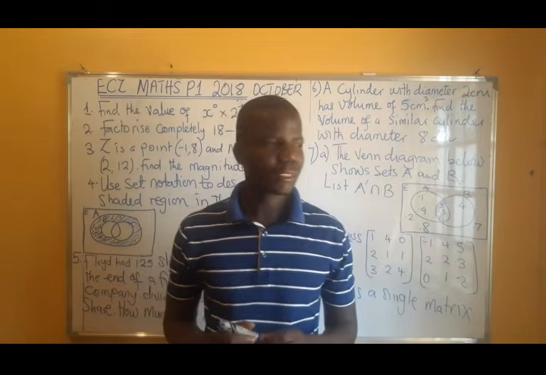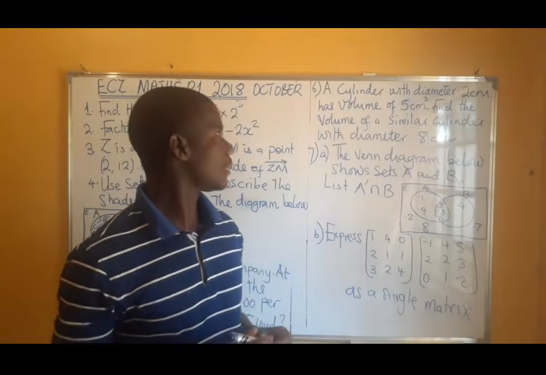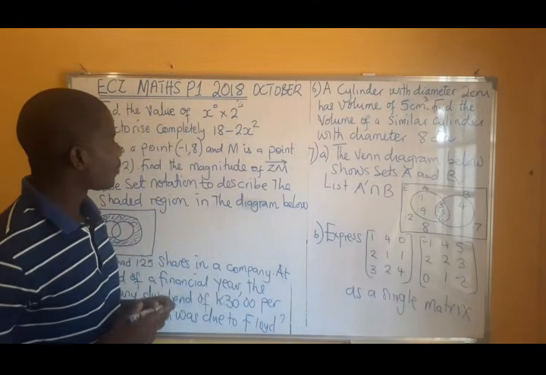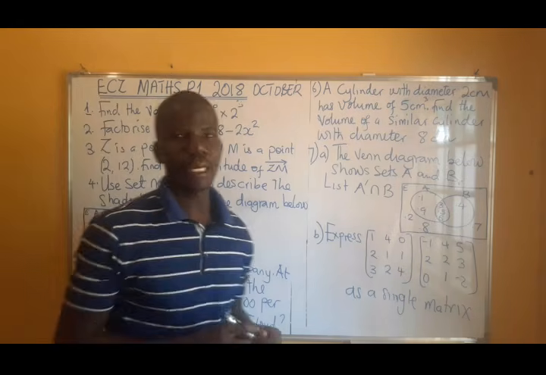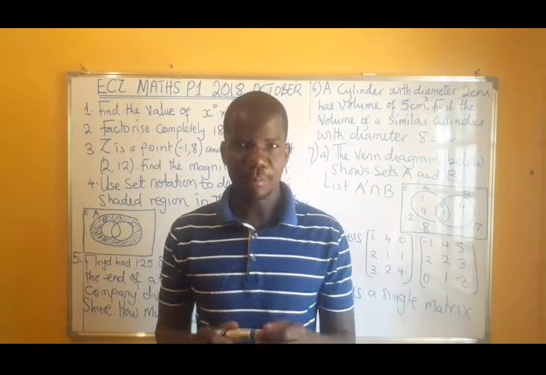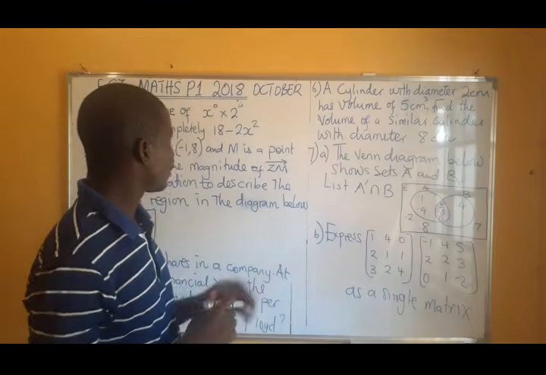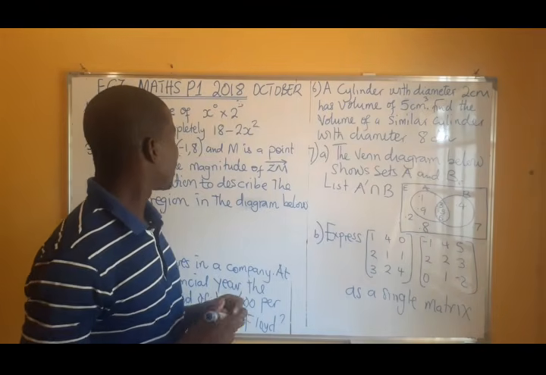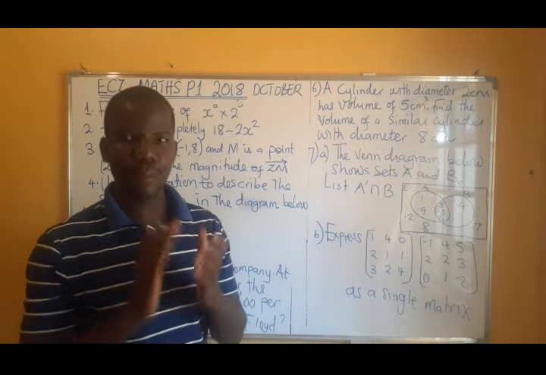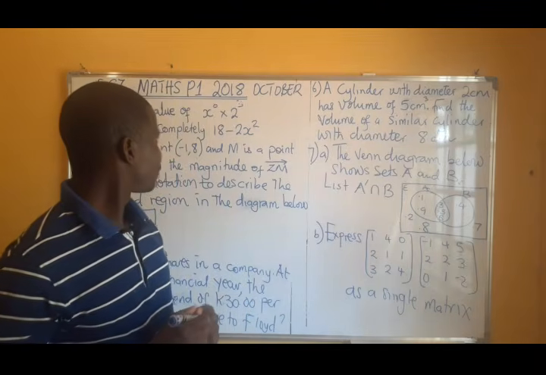So in this lesson, we want to look at a full paper, that is paper 1. ECZ Mathematics paper 1 2018, October. As you may know, there are two papers that are written in a year, that is for GCE and for the internals. So in this particular presentation, we are going to look at the paper for the internal. We'll look at the whole paper from question 1 up to 23. So let's begin.